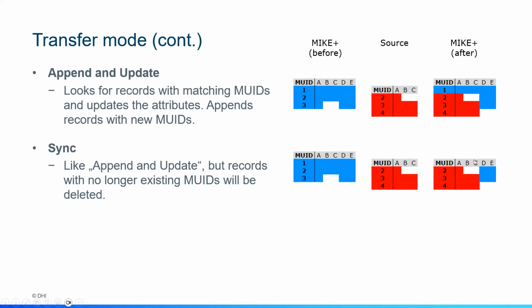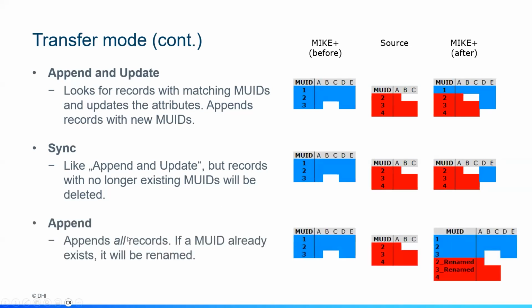Here we have version management now in Mike Plus. So if you update models on a regular basis, you should have a look at version management. And append all records. If a microurban ID already exists, it will be renamed. So this is the way of making sure that anything in the source table will be present in the Mike Plus database, even if a microurban ID has to be doubled.